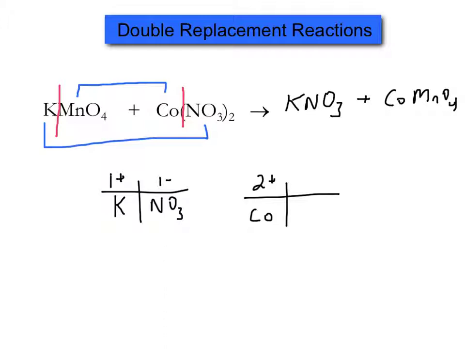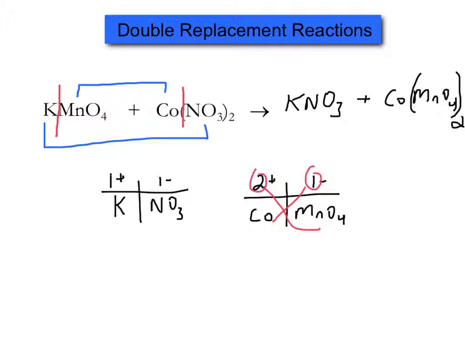And we also have the permanganate, which has a charge of 1 minus. So we are going to need 2 of the permanganates and 1 of the cobalts. We do have to add some subscripts. That'll require us to use parentheses around the MnO4 and put the 2 outside. So this gives us our skeleton equation, and now we can just go through and do some balancing.